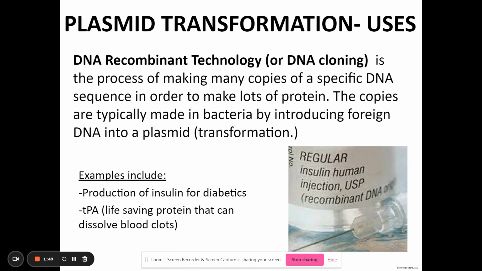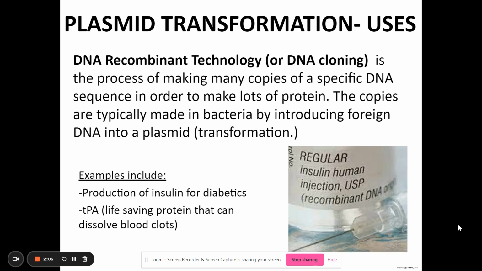So this plasmid transformation, which are those single circular pieces of DNA, what can they be used for? We're going to look at some of the uses, and then we'll roll back to look at some illustrations of how they happen.